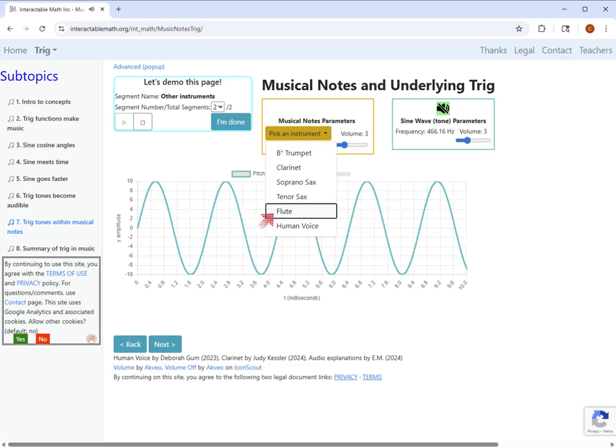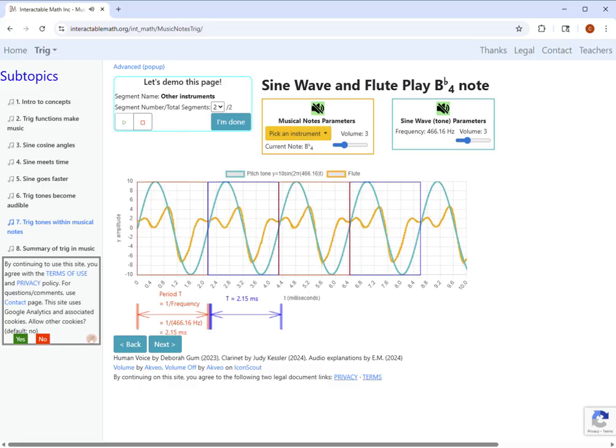I will select the flute. The orange plot looks different in shape than the trumpet, but both instruments have a funky looking waveform that repeats at the same period of the sine wave fundamental perfect pitch frequency of 466.16 Hz. I will play the sine wave tone for a few seconds and play the flute on top of this tone.